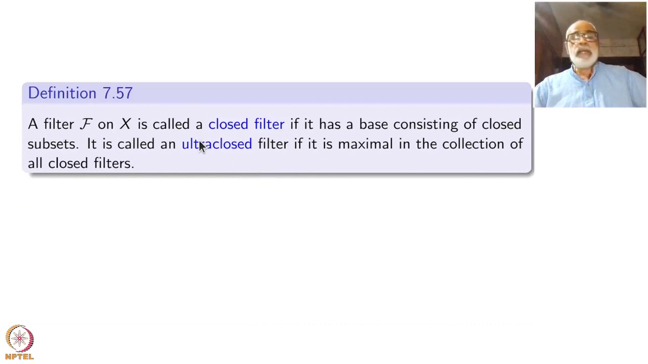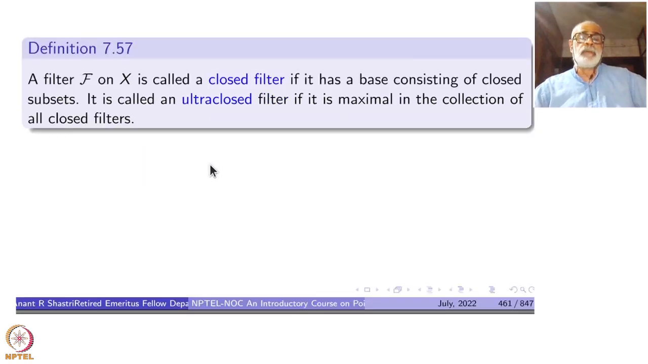A filter F on X is called a closed filter if it has a base consisting of closed subsets of X. Okay, so I started with a topological space, so closed subsets make sense. It is called an ultra-closed filter if it is maximal in the collection of closed filters. So that is the definition of closed filter and ultra-closed filter.